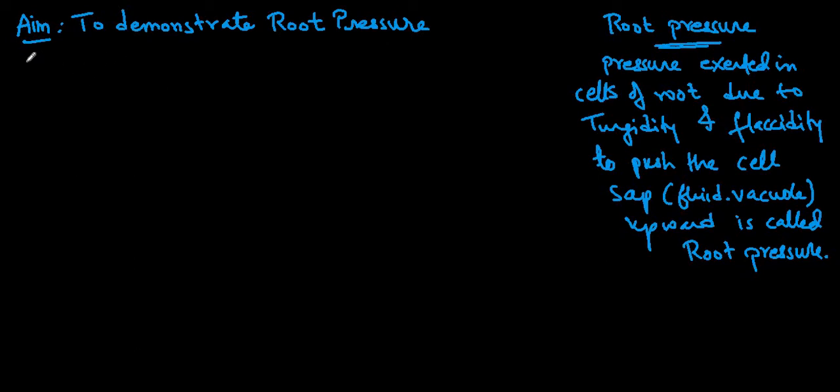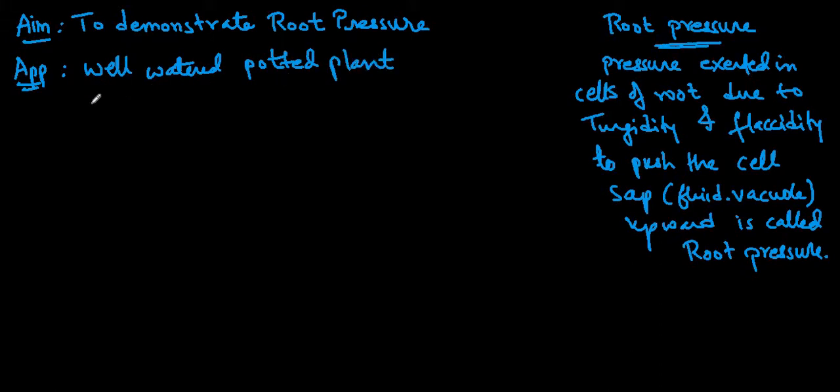Okay, understood? So this is the definition of root pressure, and we are going to demonstrate root pressure through an experiment. Here we require apparatus, or we can say material. In the apparatus we are going to take a well-watered potted plant, and basically we are going to select a balsam plant. That is the first requirement. Second requirement is to have a manometer, because the manometer will show the pressure and its readings.